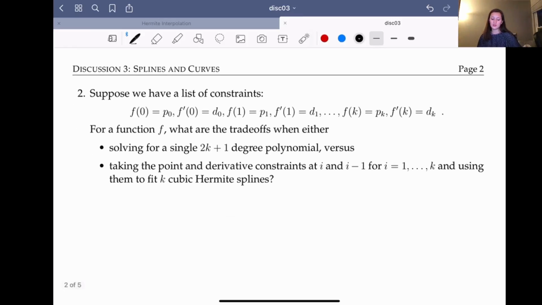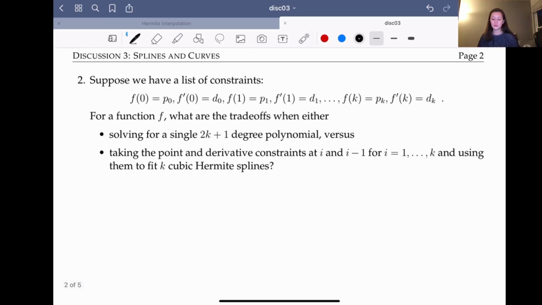Suppose we have a list of constraints for our function f. What are the trade-offs when solving for a single high-degree polynomial versus taking the point and derivative constraints and using them to fit k-cubic Hermite splines?